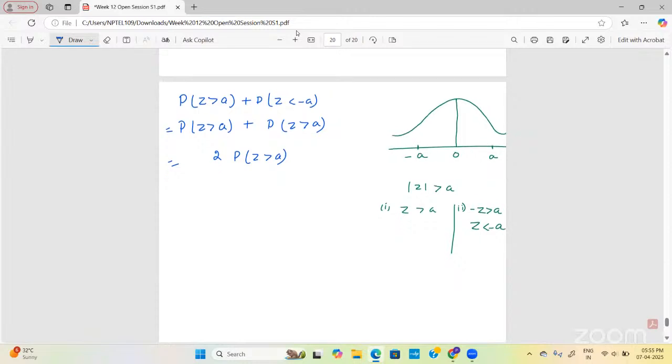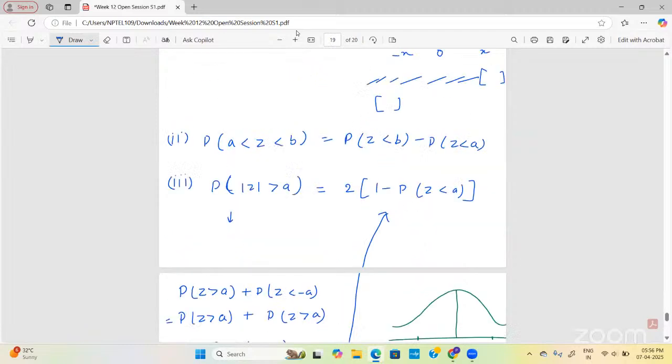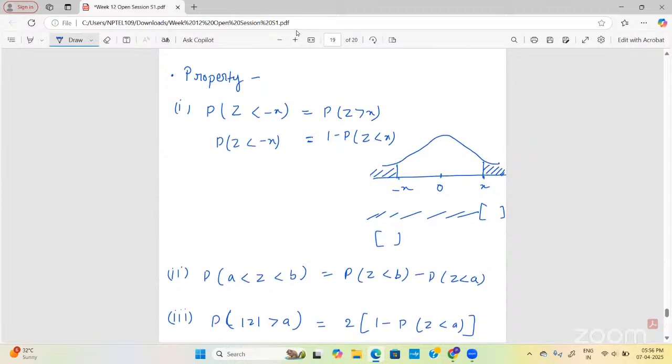Now the probability Z is greater than A can be written as 1 minus probability Z less than A. Right? Now you can see this is the same. We have proved it. So if you want to write this formula, you can write it in that form also. You will get another form of it.